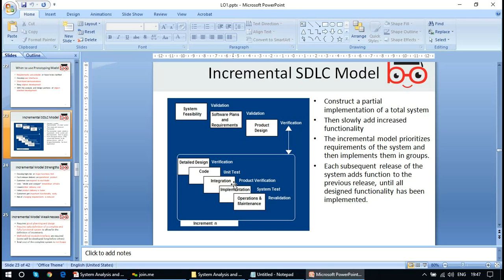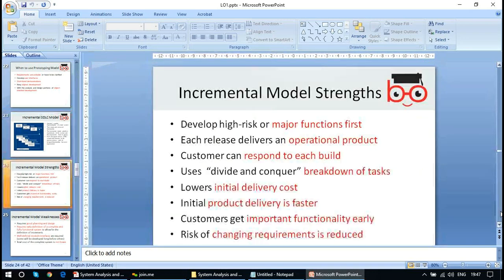Maybe you can take another example. If you wanted to paint a whole car, in the normal way with the other models you finish one thing and then go on to the other. In the incremental, you paint half of the door on the passenger side and half of the door on the driver side, then do another half on the passenger side, and another half on the driver side. So that is the incremental one.